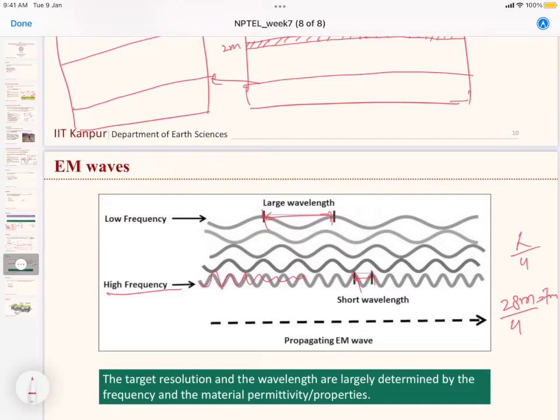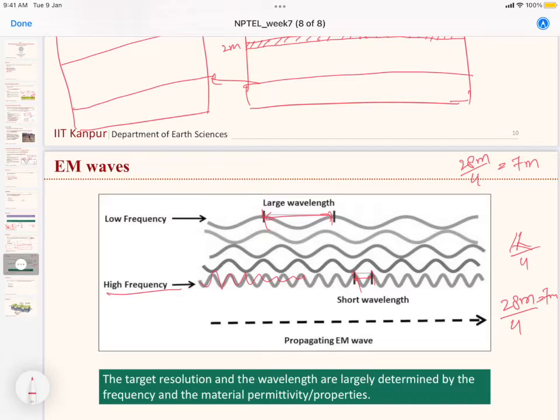So what I was saying, always remember that when we talk in terms of the wave, the formula to identify the resolution is lambda by 4. You first calculate the wavelength of the wave and then divide it by 4. The value you get would be the resolution of that wave. For example, if a wave has a wavelength of 28 meters, the resolution would be 28 by 4, that is 7 meters. So 7 meters would be the minimum thickness of the bed that the wave can resolve.